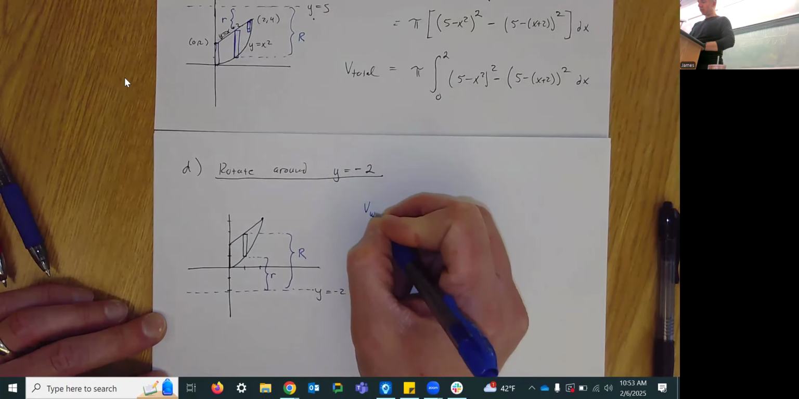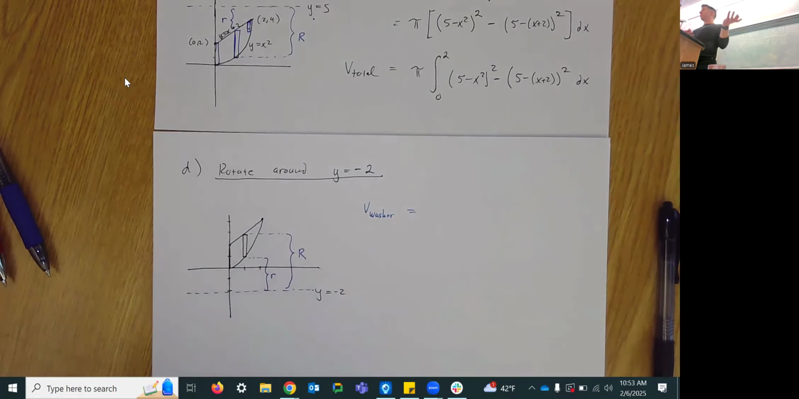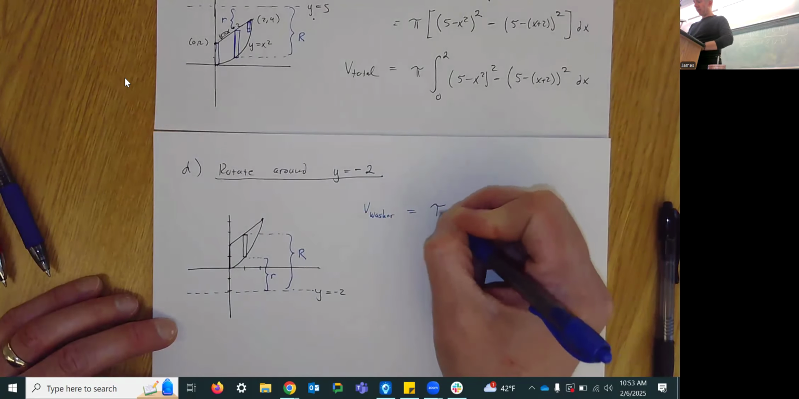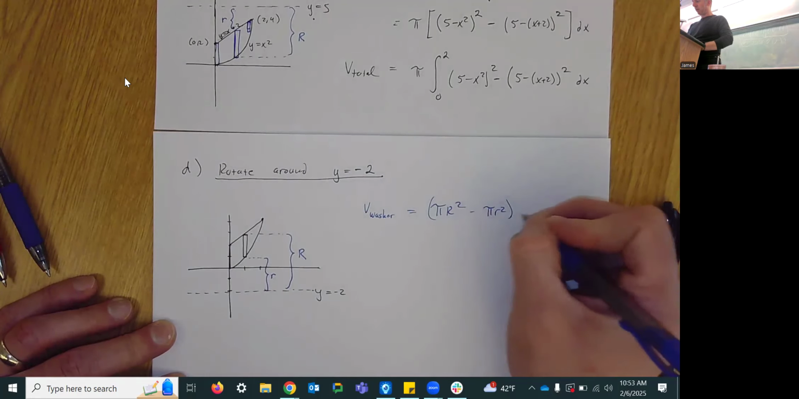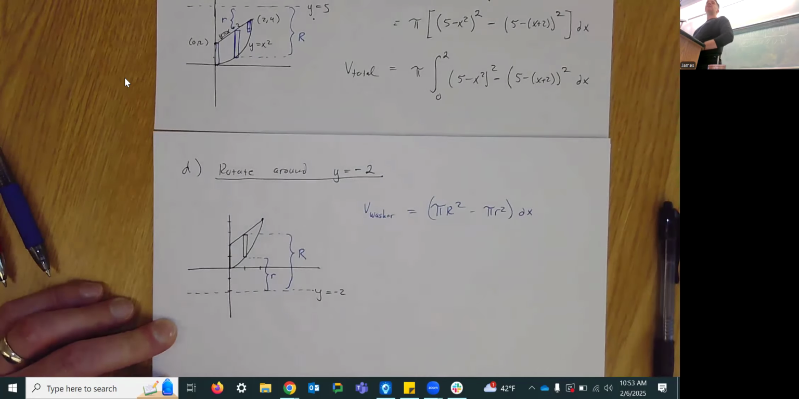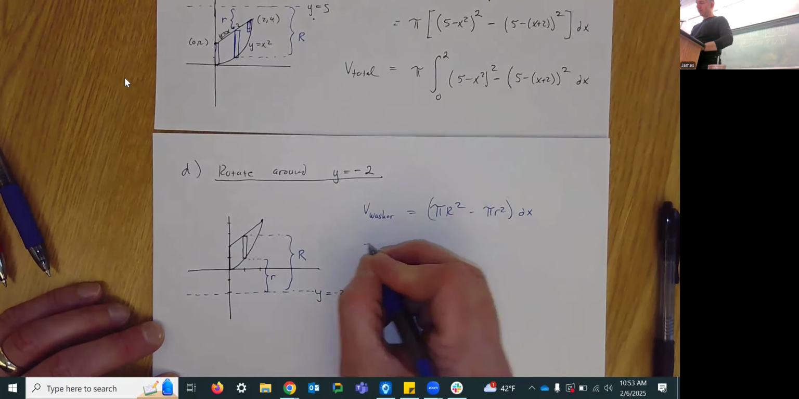The volume of a washer, I know it gets old, but I think you should write this every time. The volume of a washer is area of the big circle minus area of the little circle, all times the thickness. Makes it easy to know what's going on. And then we can factor out pi.